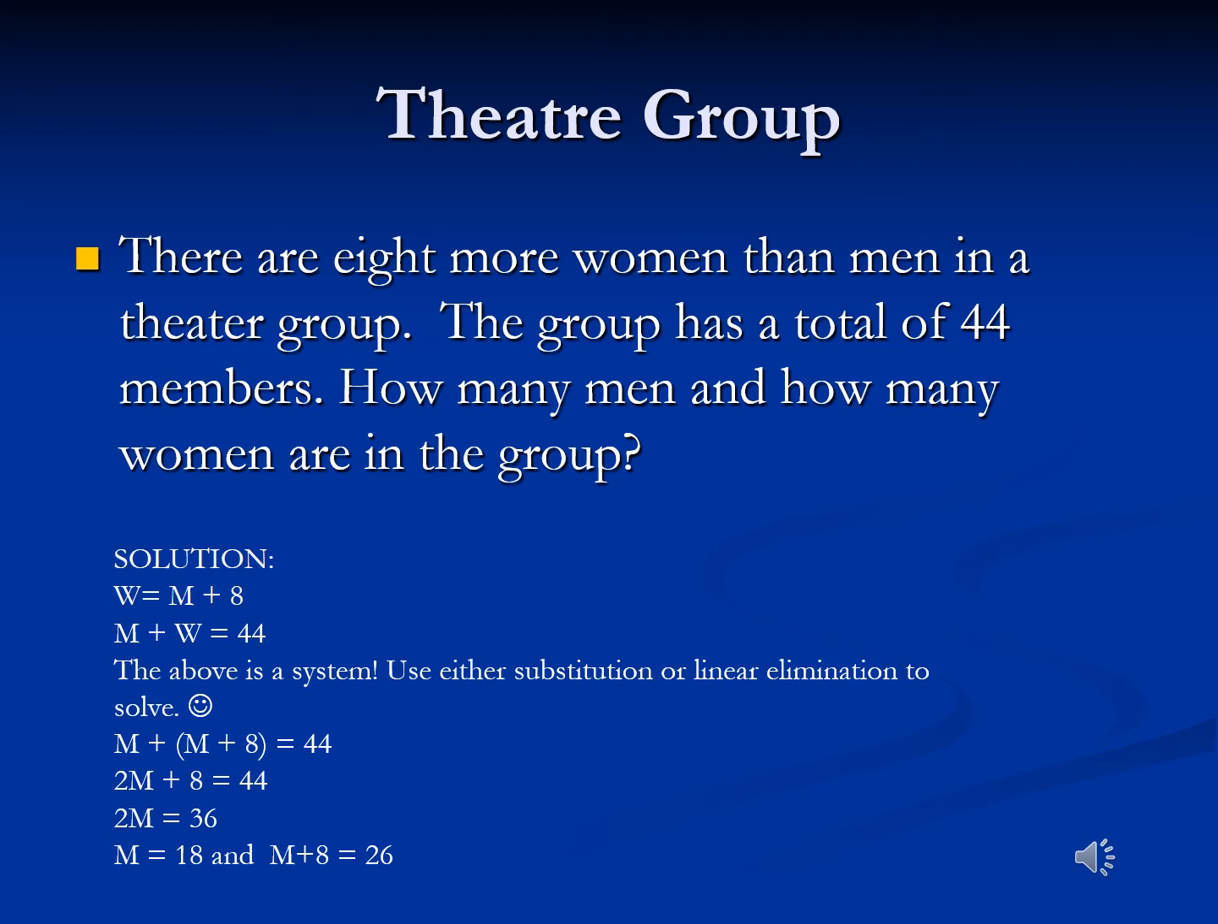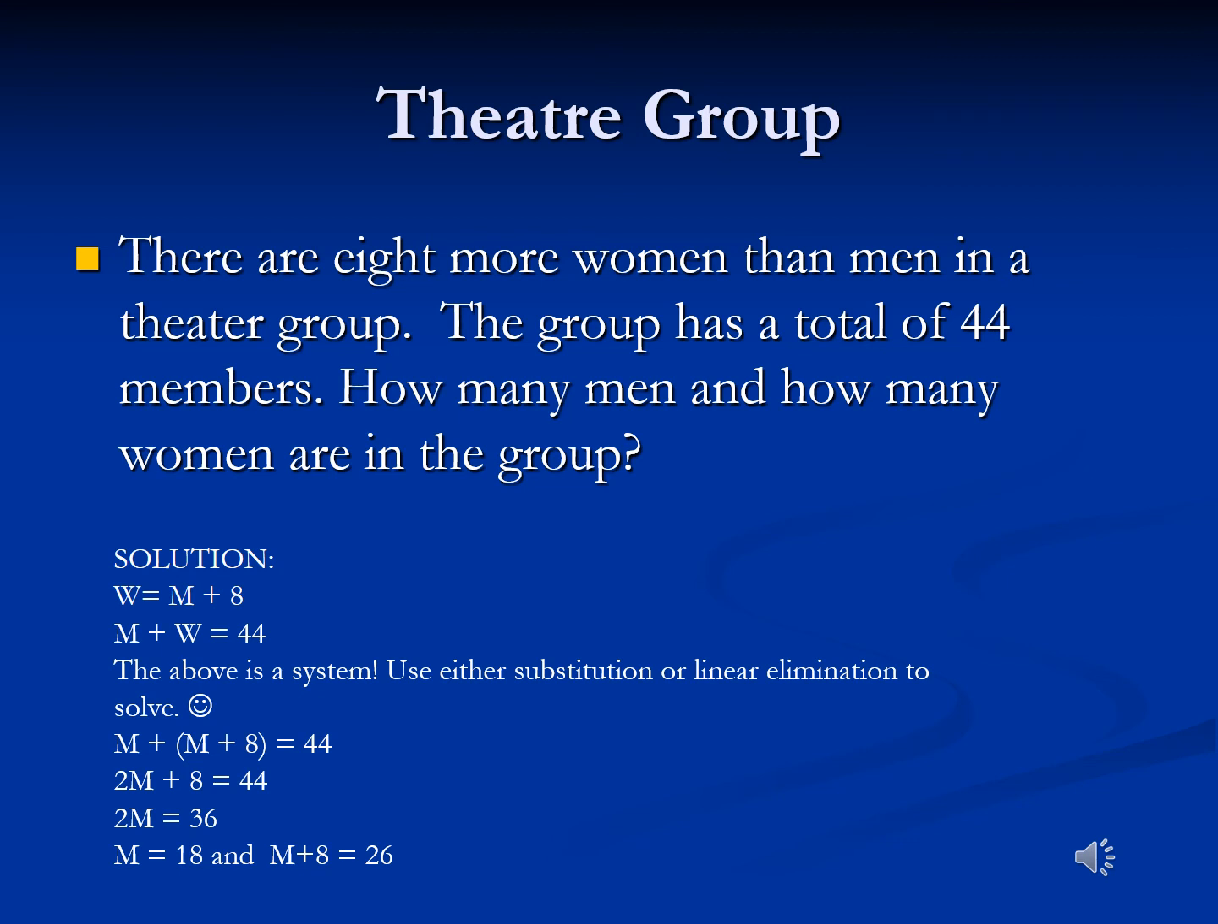What would my 2 equations be? There are 8 more women than men in a theater group. Well, you could do a couple things. Women would equal men plus 8, or women minus 8 would equal men. Either of those would work. That would be equation 1, which you see in the solution. Number 2, the group has a total of 44 members, meaning men plus women equals 44. So you see those 2 equations set up right under the solution.